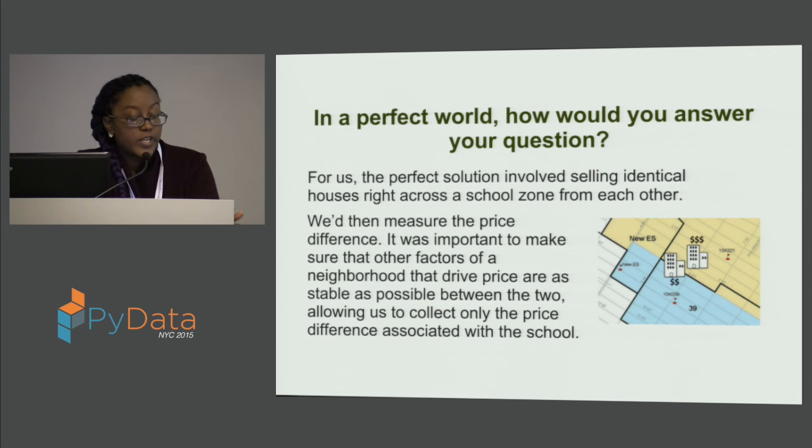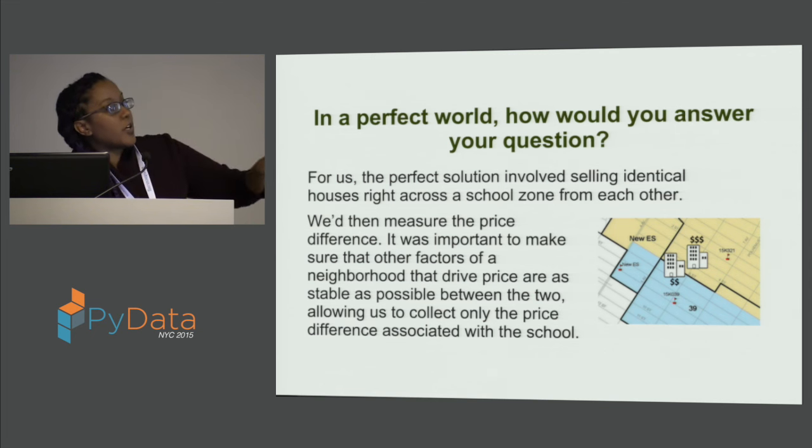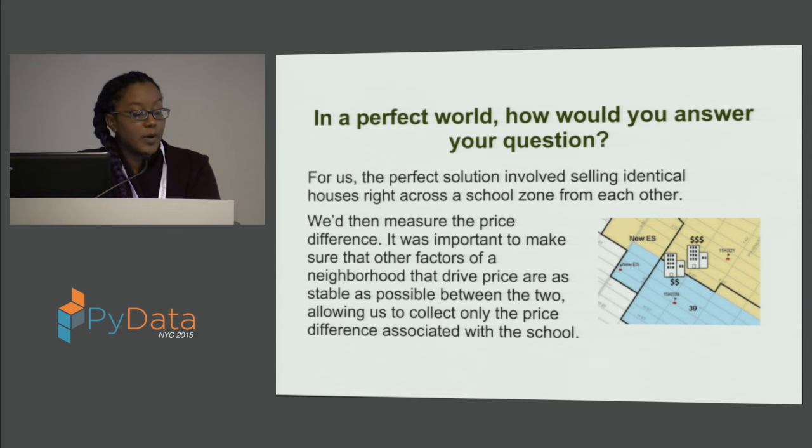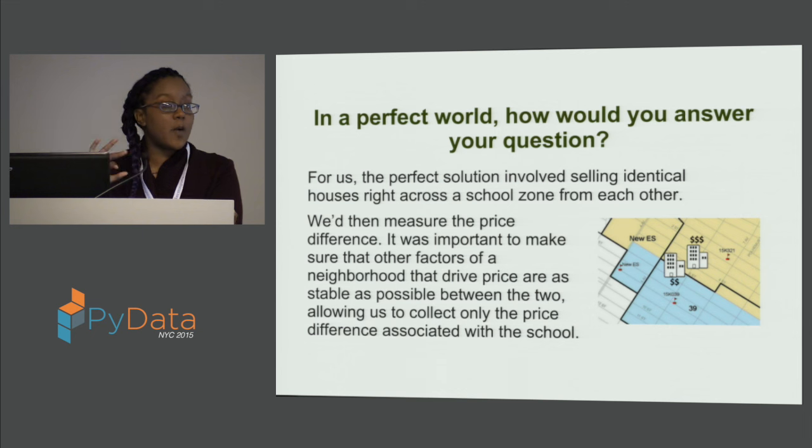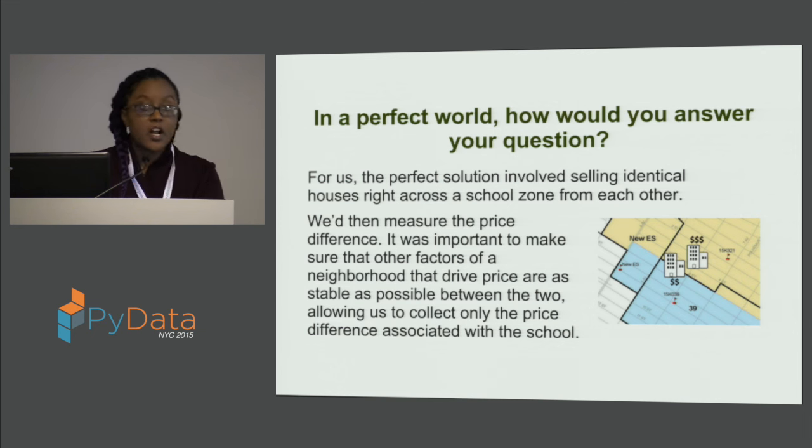For us, we decided that an ideal experiment would be to sell 2 identical apartments in the same neighborhood directly across the school zone from each other and compare the prices. The zone with the better school should show a measurable increase in the price, and we decided to normalize for the size of the apartment by taking the price per square foot rather than just the flat price.